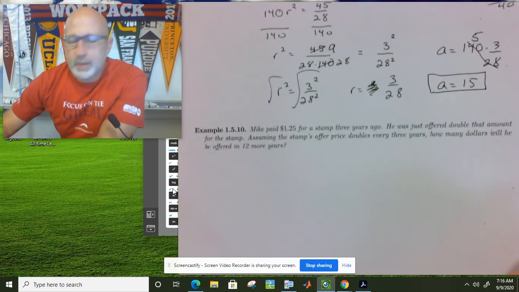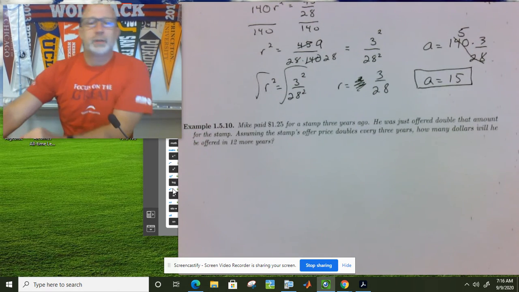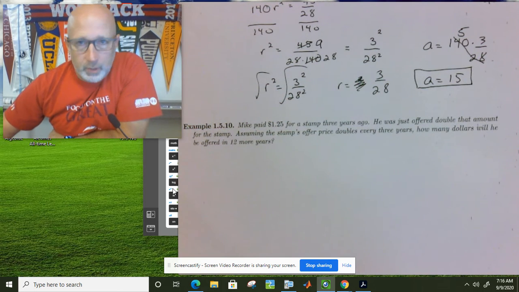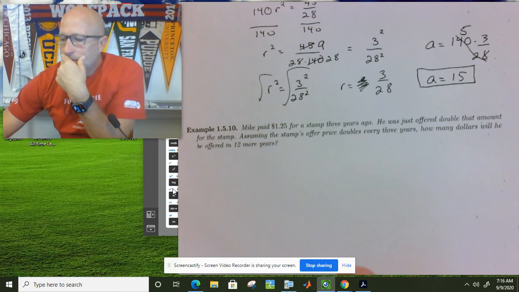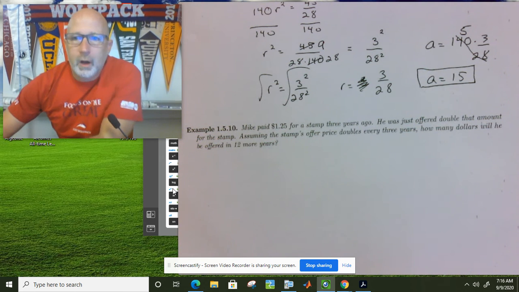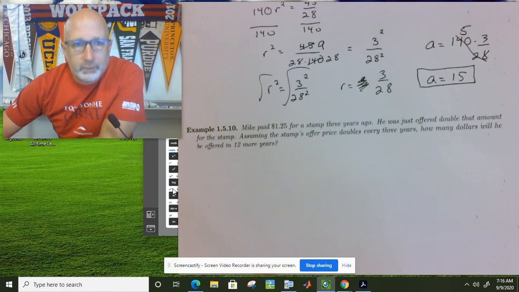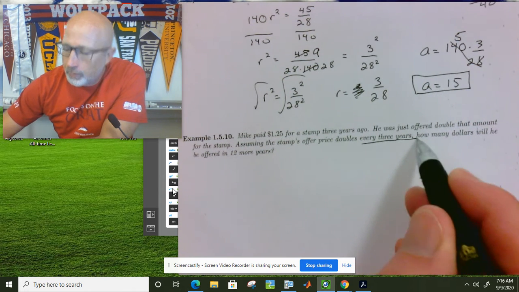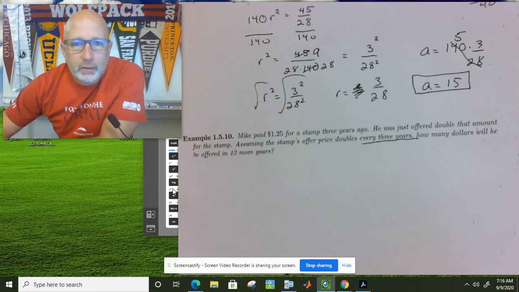Okay, next question. Now this one's pretty tricky, so pay close attention. Mike paid $1.25 for a stamp 3 years ago. He was offered double that amount for the stamp. So assuming the stamp's offer price doubles every 3 years, and that's the key there, every 3 years, how many dollars will he be offered 12 more years from now?